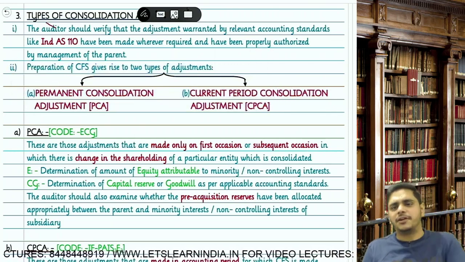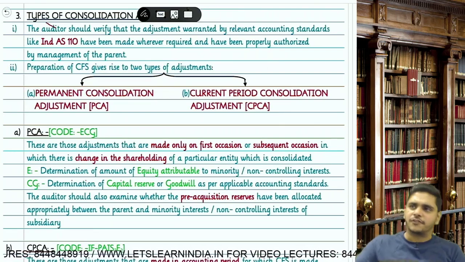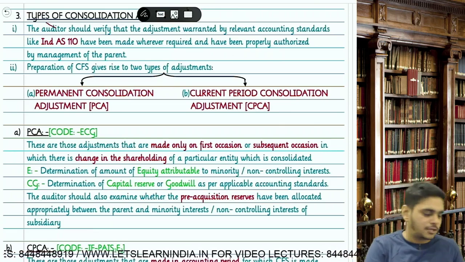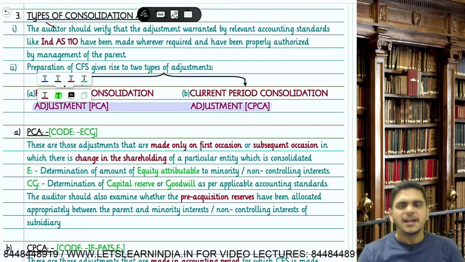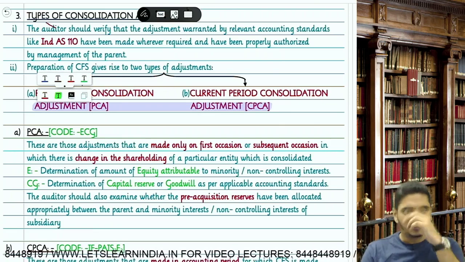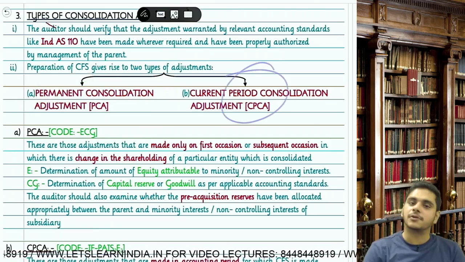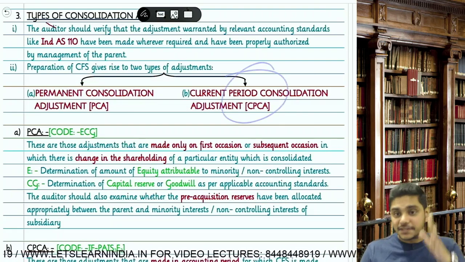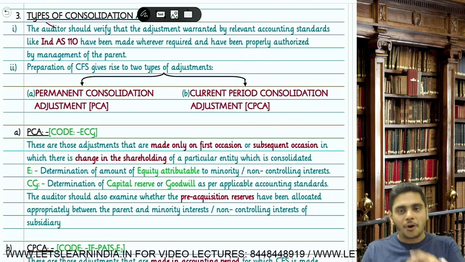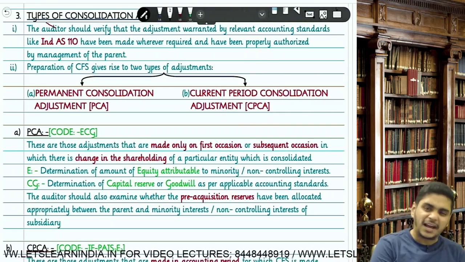When the first time you do investment in a company, and for the first year when you prepare consolidation, it is called as what? Permanent consolidation adjustment. Every year, you do adjustment, it is called as what? Current period consolidation adjustment.